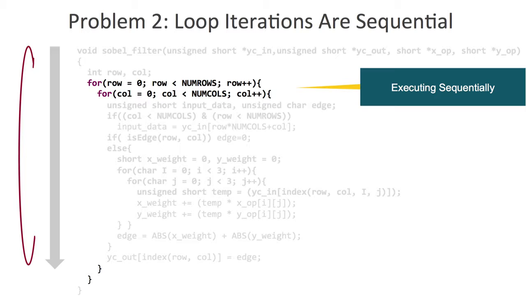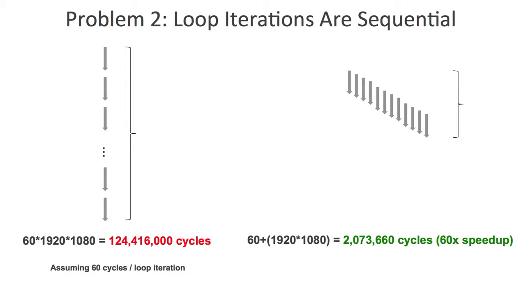Turns out each loop iteration is still being run one after another in a sequential way. As a simple illustration, if each loop iteration takes 60 cycles, we need to run it 2 million times for each frame, resulting in 124 million cycles. This is where the beauty of hardware acceleration comes in: pipelining. You can kick off an iteration of the loop every clock without waiting for the previous iteration to complete. In this case, this will theoretically result in 60 times speed up.